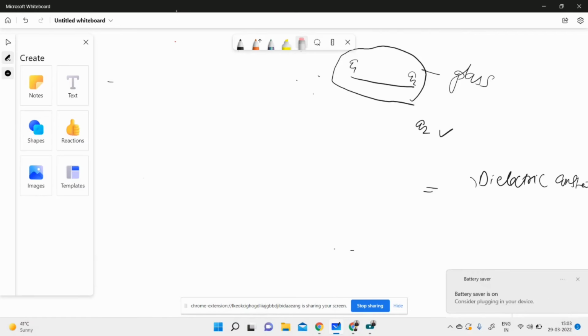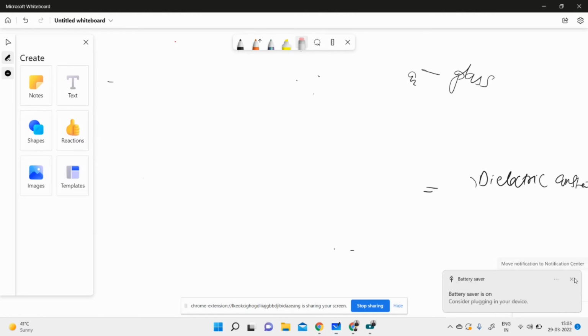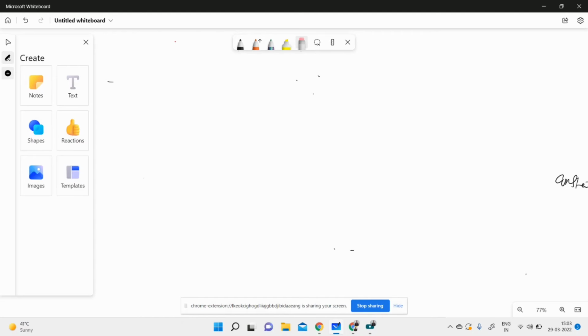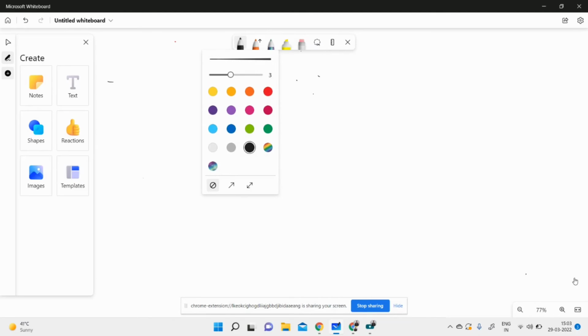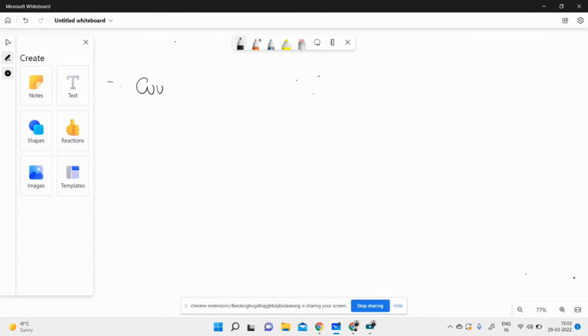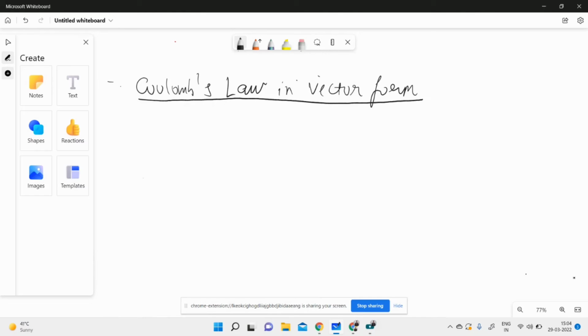Clear? So now in the next video, students, we will discuss a few questions based on Coulomb's law, right? And then we'll go for Coulomb's law in vector form. See, Coulomb's law in vector form is very easy, and again an important question. First we'll complete this, then in the next lecture we'll solve the questions based on Coulomb's law.